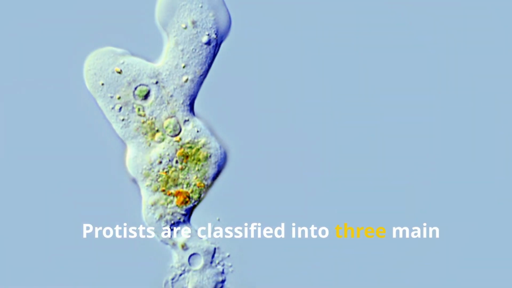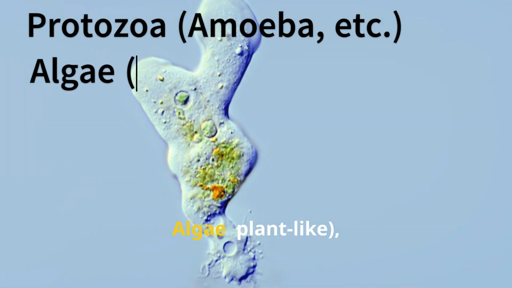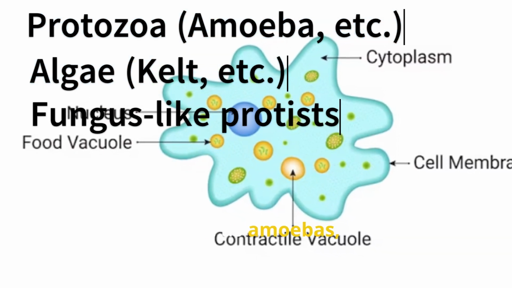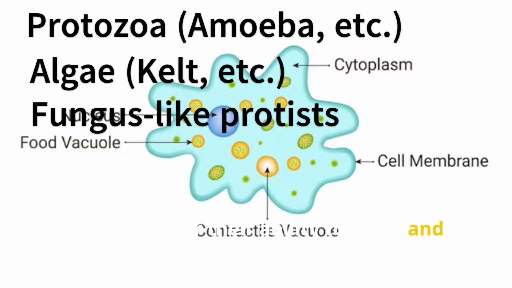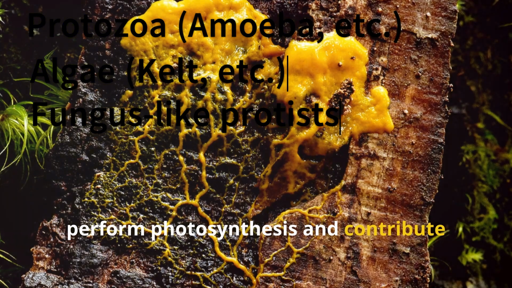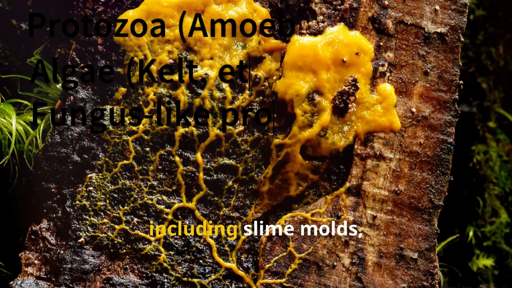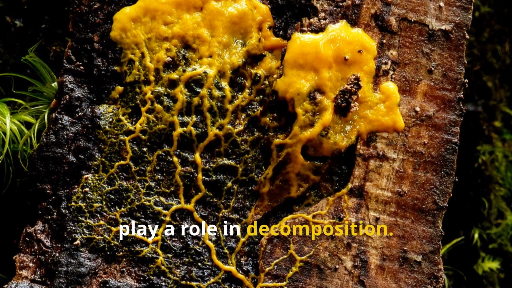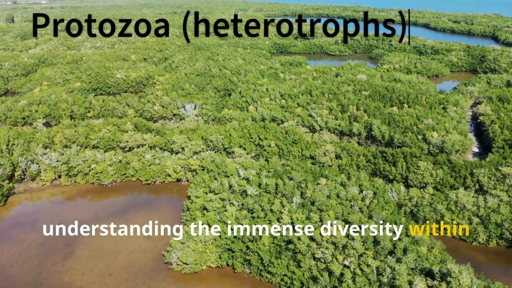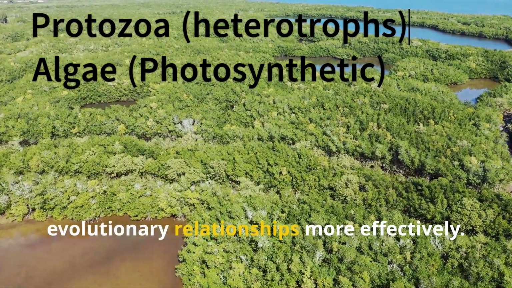Protists are classified into three main groups based on their characteristics: protozoa, animal-like; algae, plant-like; and fungus-like protists. Protozoa, such as amoebas, are known for their ability to move and consume food. On the other hand, algae perform photosynthesis and contribute significantly to oxygen production. Fungus-like protists, including slime molds, play a role in decomposition. This classification is vital for understanding the immense diversity within the protist kingdom and helps scientists study their ecological roles and evolutionary relationships more effectively.